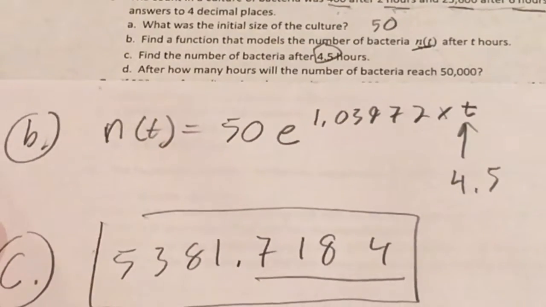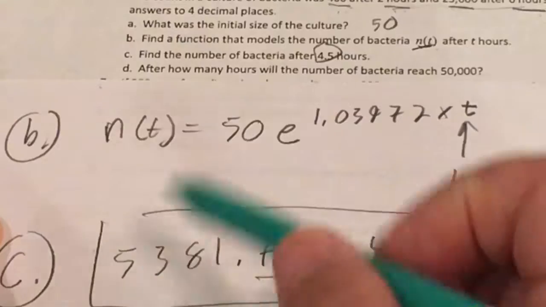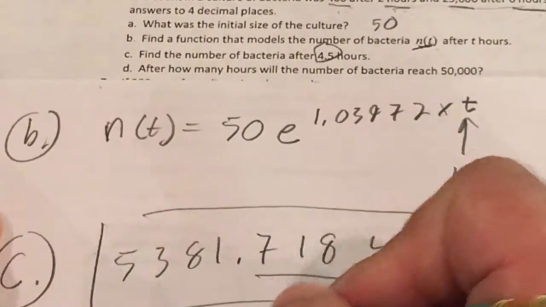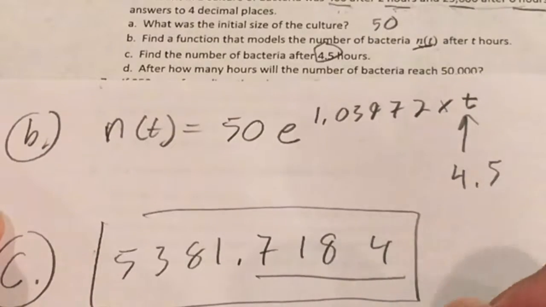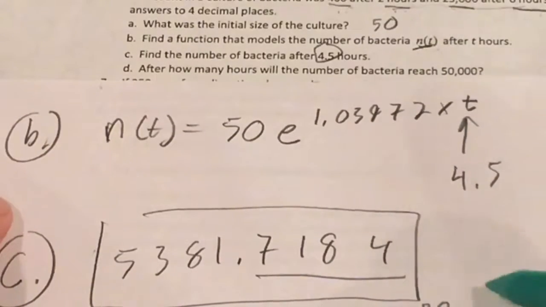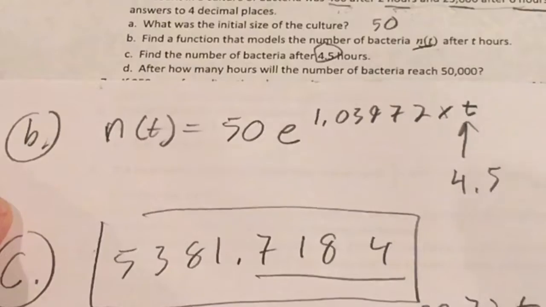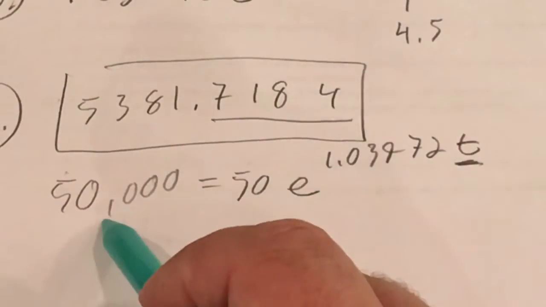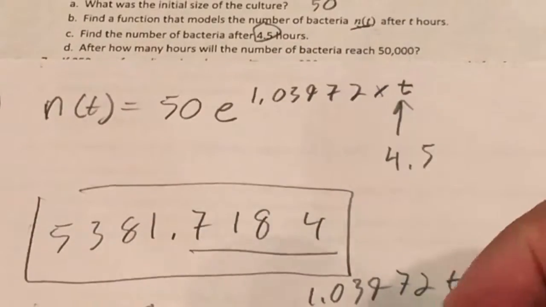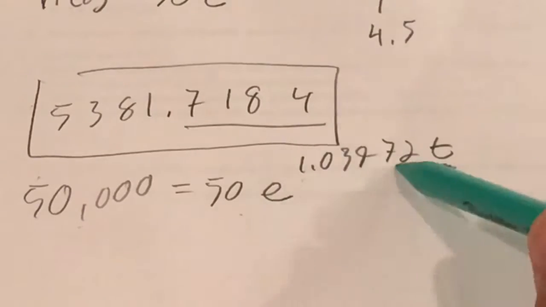Now, after how many hours will the bacteria reach 50,000? So the 50,000 is going to go on the left. So it's going to be 50,000 equals 50 e to the 1.03972 t. And this time I'm solving for t. I got the 50,000 from the question. I had the 50, I had to figure that out on my own. And then this here I had to figure out on my own.